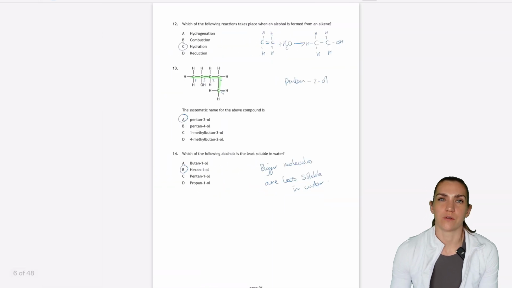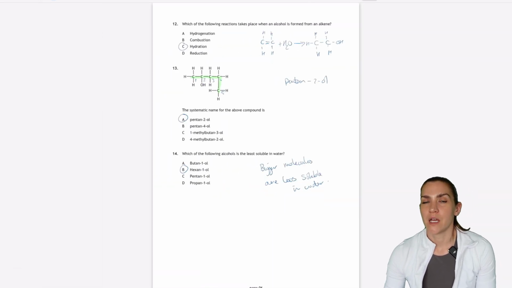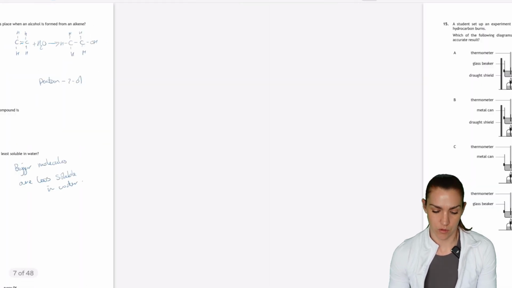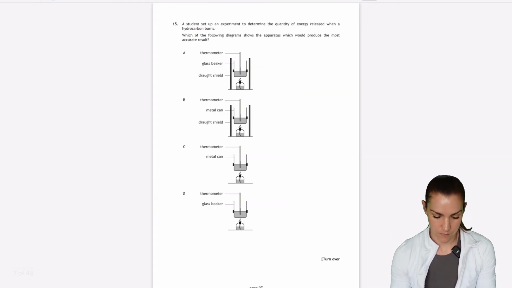Melting and boiling points also increase as the molecules get bigger as well, and that's because the strength of the intermolecular forces will increase as the molecule increases in size.